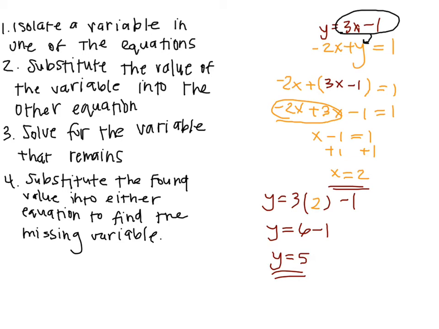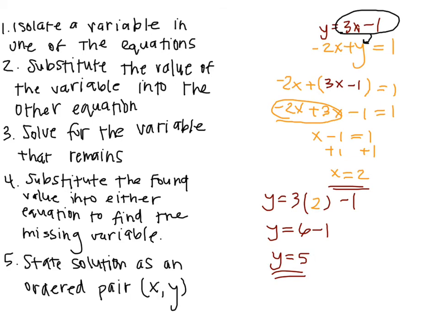My final step is to state my solution as an ordered pair, in the form x, y. So in this case, my x value is 2, my y value is 5. The solution to this system of equations is (2, 5).